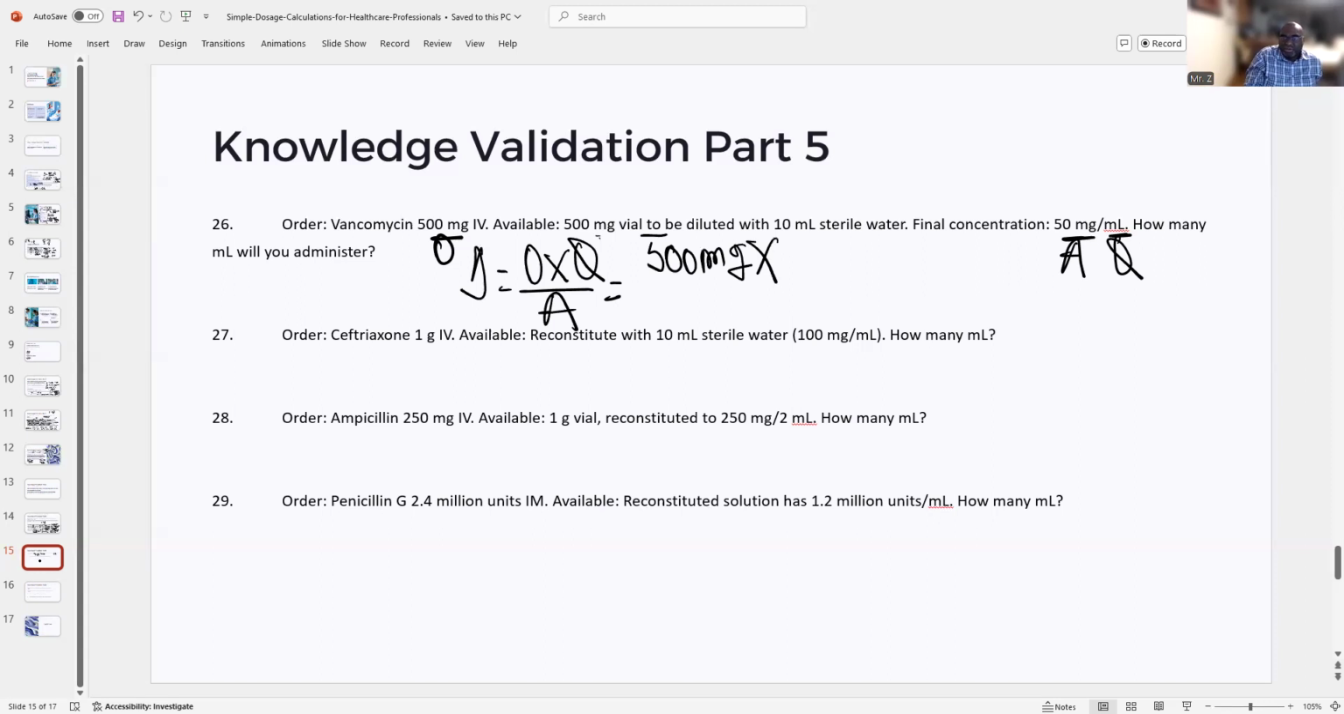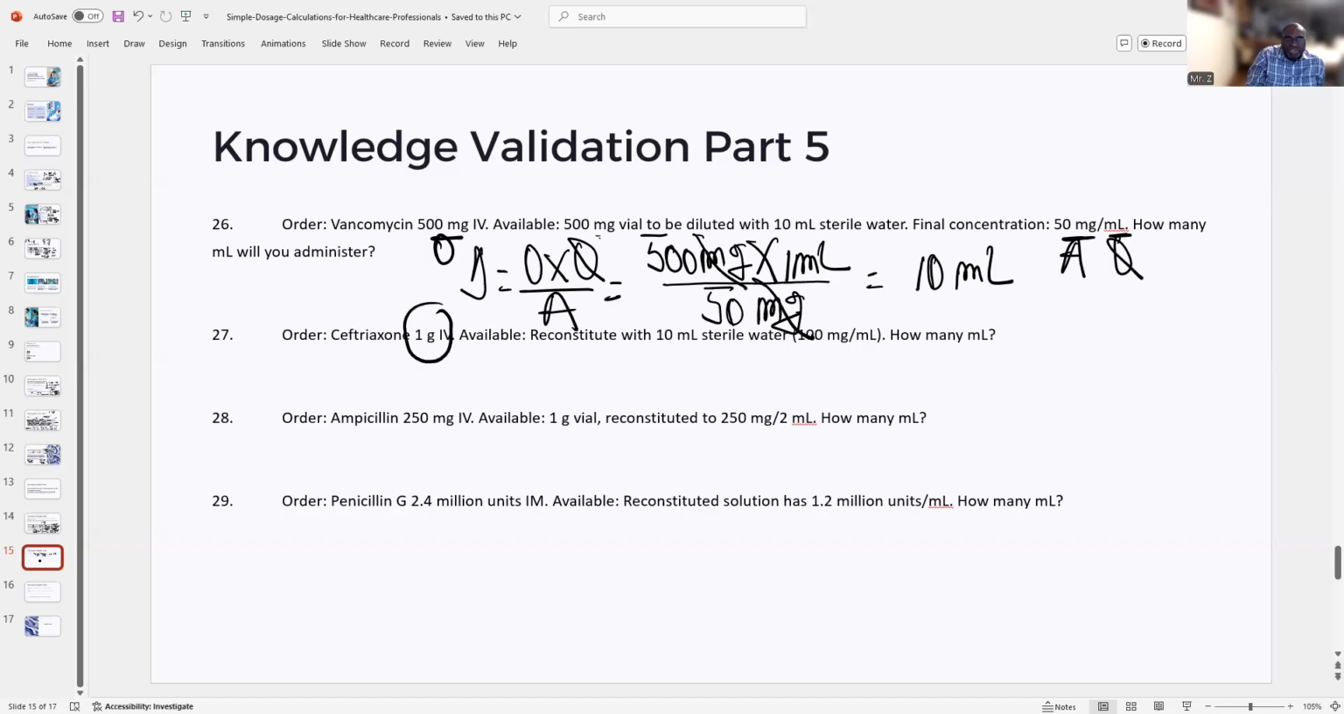It's a 1. I told you, they're not always going to write 1 ml, but you know the quantity is 1, divided by available. Your available is 50 milligram. As you know, that milligram, you cancel out. 500 divided by 50. So you have 10 milliliters.